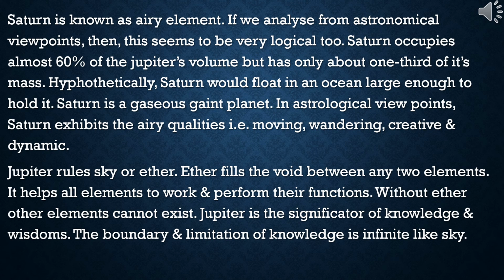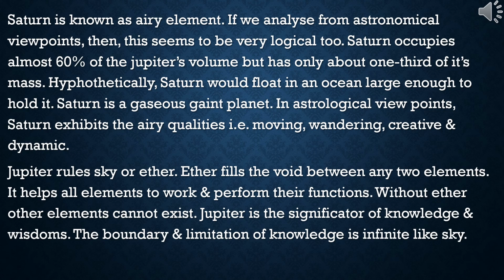Saturn is known as the airy element. If we analyze from an astronomical viewpoint, then this seems to be very logical too. Saturn occupies almost 60% of Jupiter's volume but has only about one-third of its mass. Hypothetically, Saturn will float in an ocean large enough to hold it. Saturn is a gaseous giant planet. In astrological viewpoints, Saturn exhibits the airy qualities, that is moving, wandering, creative and dynamic.